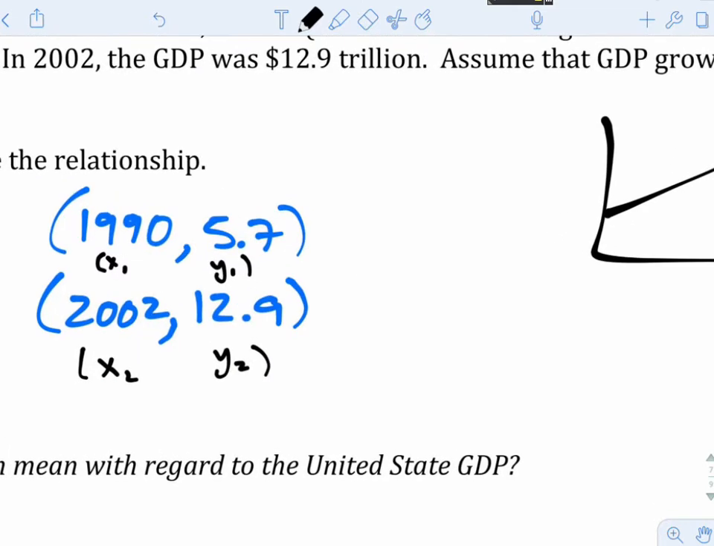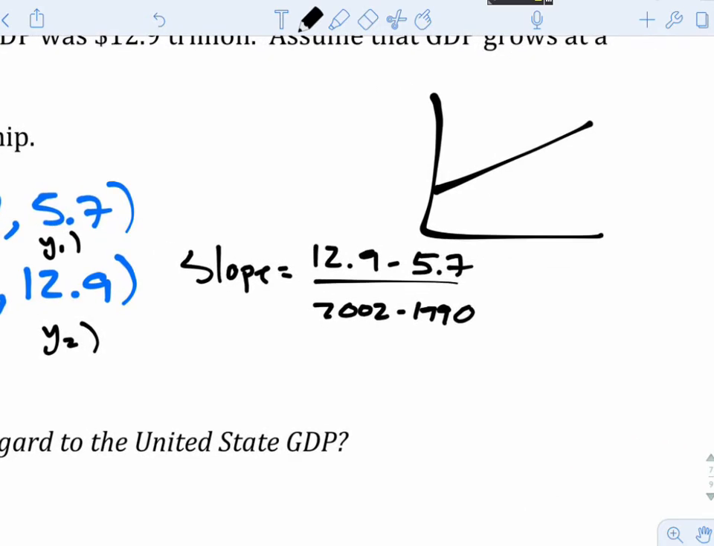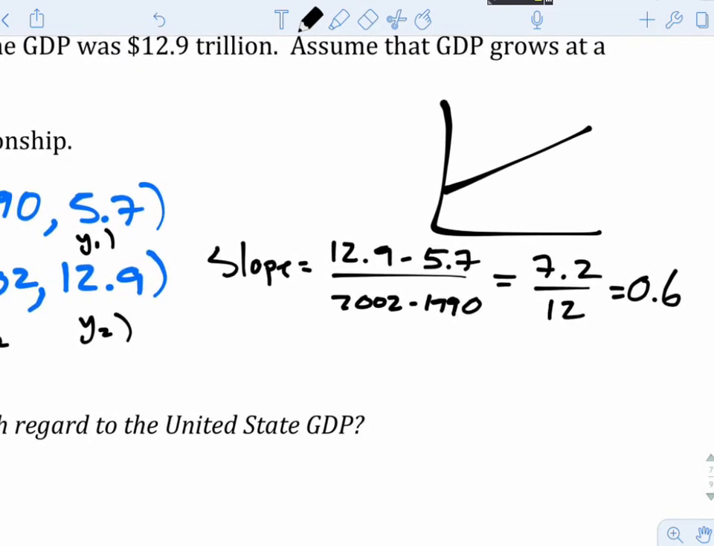So the slope, or the rate of change in this case, let's see, so y2, 12.9, the final GDP minus the initial GDP over the final year minus the initial year. So we find in our numerator, we're going to find how much GDP increased, and I think it increased by $7.2 trillion over a period of 12 years. And if we reduce this, we get 0.6, I believe, which means that every year the United States GDP increased by $0.6 trillion on average.